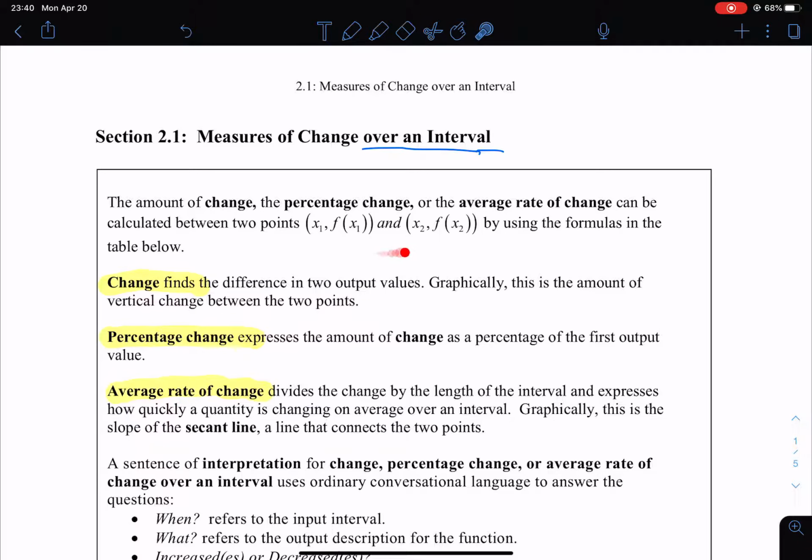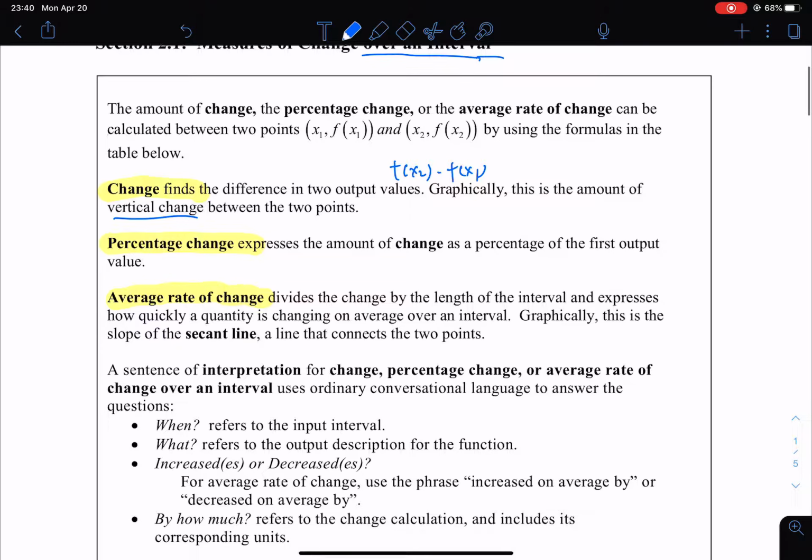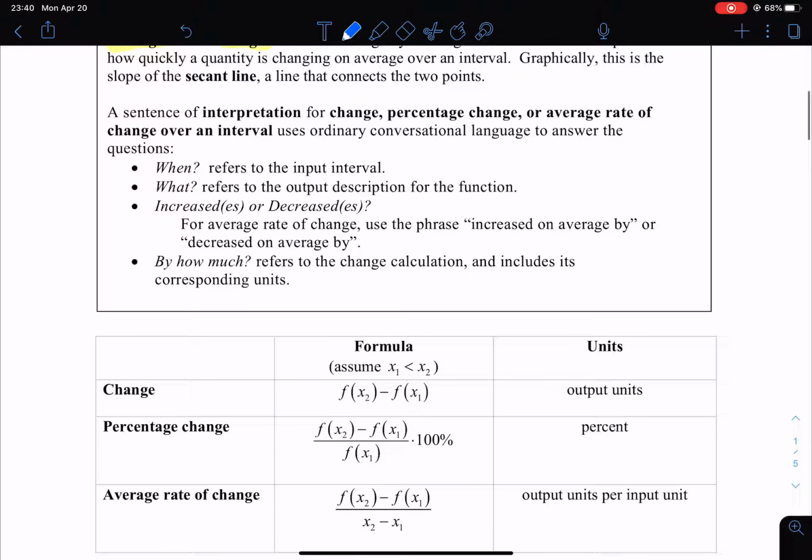If we are given 2 points, x1, f of x1, x2, f of x2, the change is just f of x2 minus f of x1, and graphically it is the vertical change between the 2 points. So change is the first formula. Percentage change is f of x2 minus f of x1 divided by f of x1. Pay attention, the denominator is f of x1, then multiply by 100%.